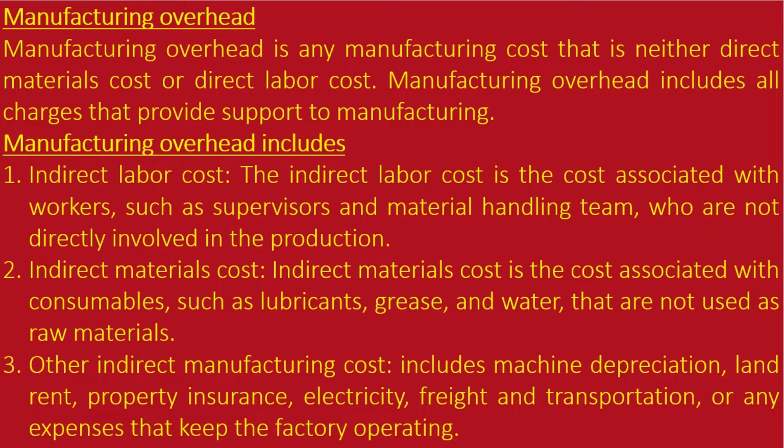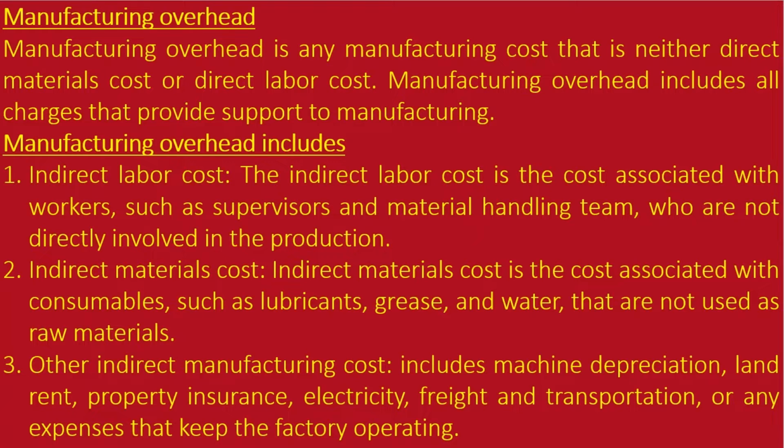It includes all the charges that provide support to manufacturing. And further to that, the manufacturing overhead includes three things. One is indirect labor cost, and indirect material cost, and other indirect manufacturing cost, which includes depreciation, land rent, property insurance, electricity, freight and transport, or any expenses that keep a factory in operation.